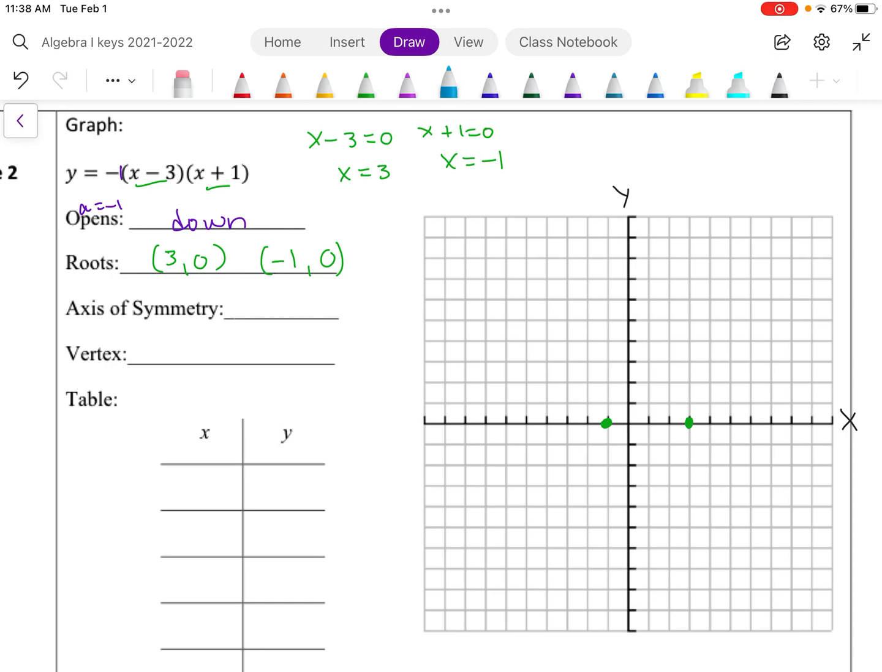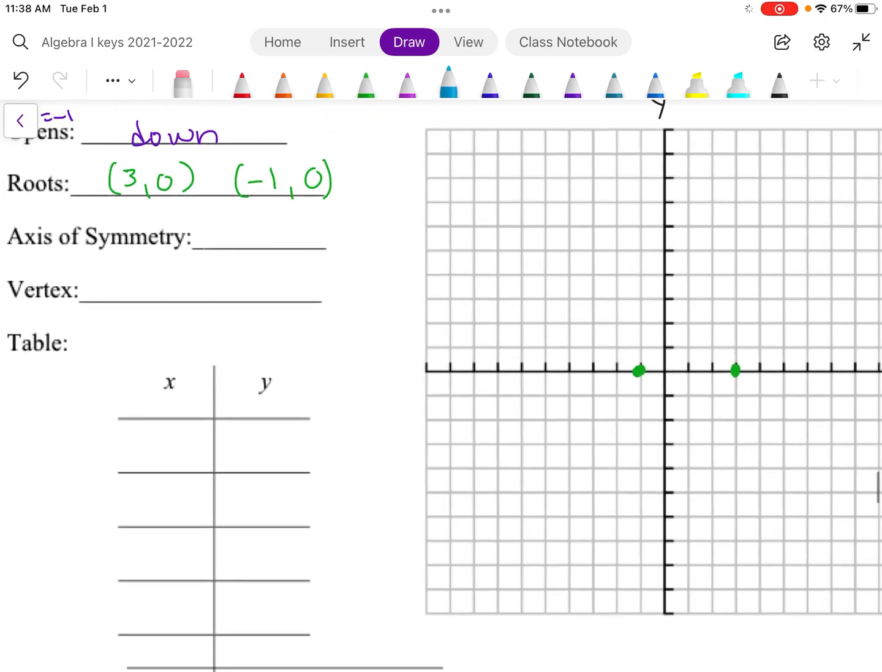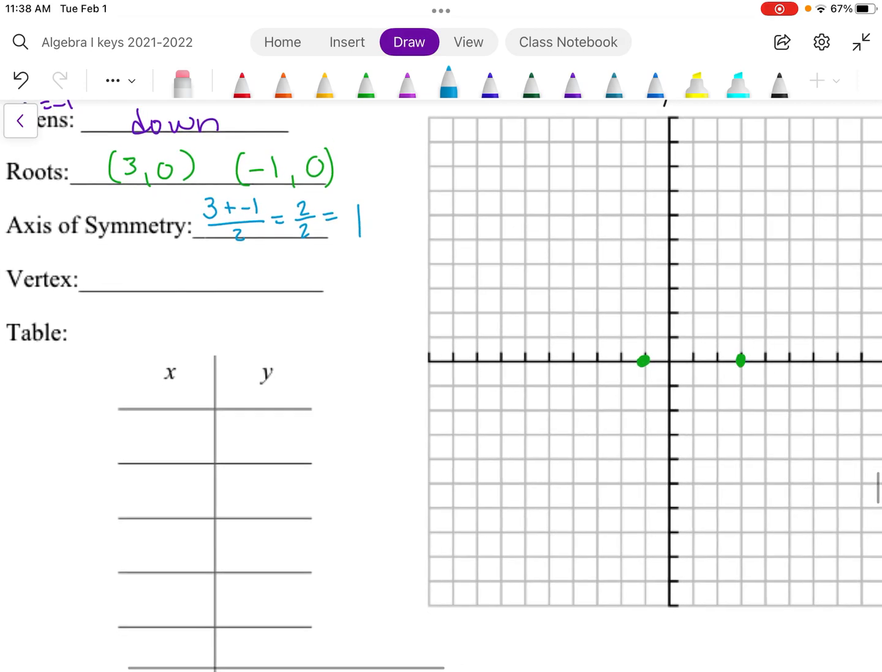So our next step is to find the axis of symmetry. And there are two ways to do that. We could take our roots and add them together, so 3 minus 1 would be 2, divided by 2 is 1. So the first way you can do it is to add your roots together and divide by 2.